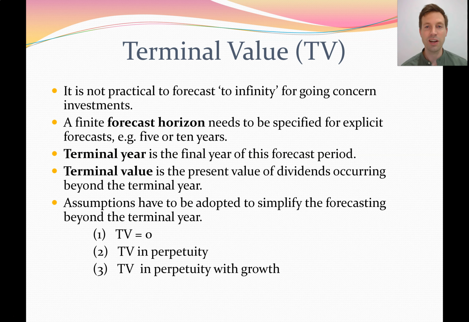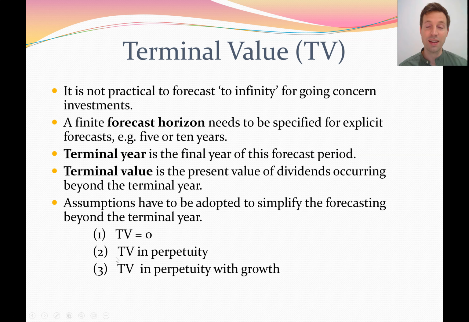And to do that we're going to have to make some simplifying assumptions. And essentially there's 3 ways we can do this. We can assume a terminal value could be equal to 0. So I've forecast my dividends for 5 years, and then in year 6, I assume there'll be no more dividends. I think the company's going bankrupt, or it's making losses and it'll never pay a dividend again. Maybe it's a finite life company, like a mining company. They've done their mining, they've completed their project, and no more dividends.